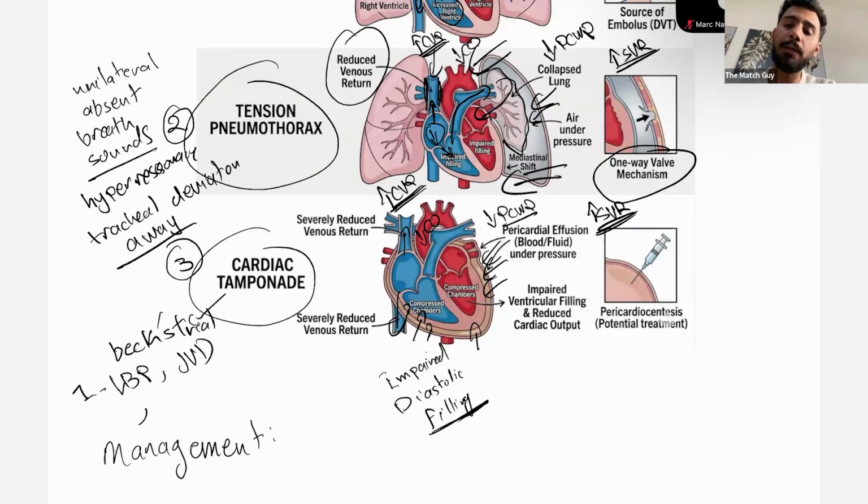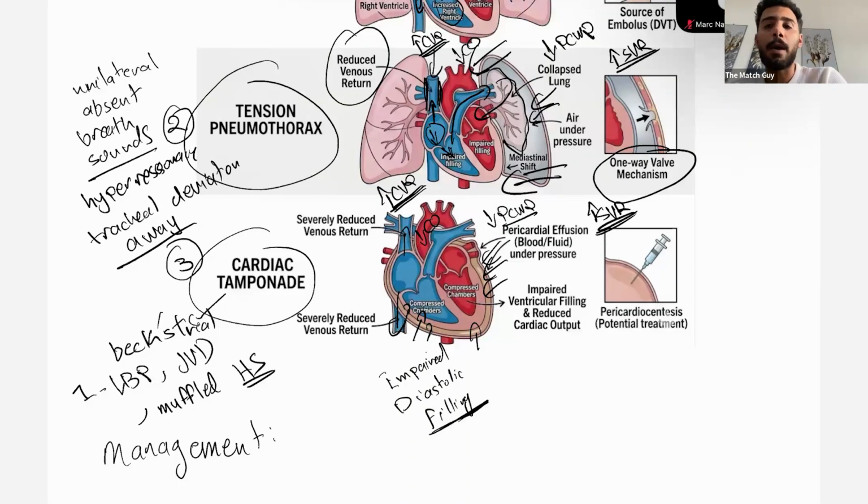And the last part of the triad is going to be the muffled or decreased heart sounds. This is going to happen because you have all of this fluid or blood accumulating around the heart, which is going to insulate the sounds coming from the heart. So when you put the stethoscope, you're either going to hear muffled heart sounds, or you're not going to be hearing heart sounds at all, or they're going to be super faint. So muffled heart sounds, this is Beck's triad.